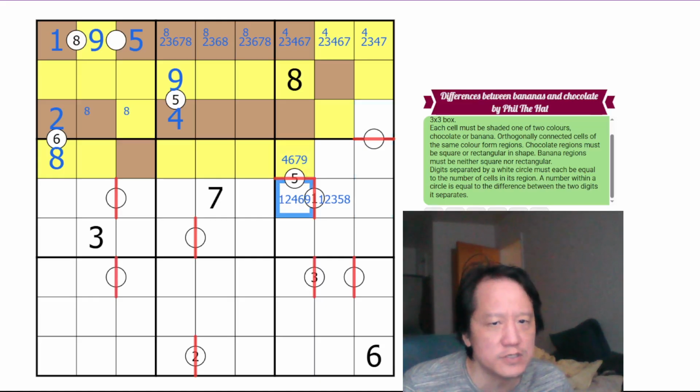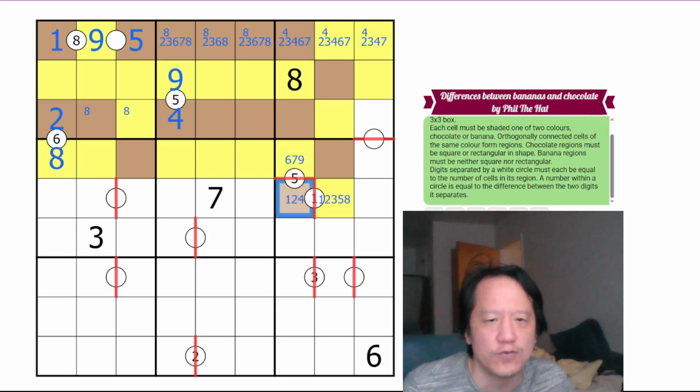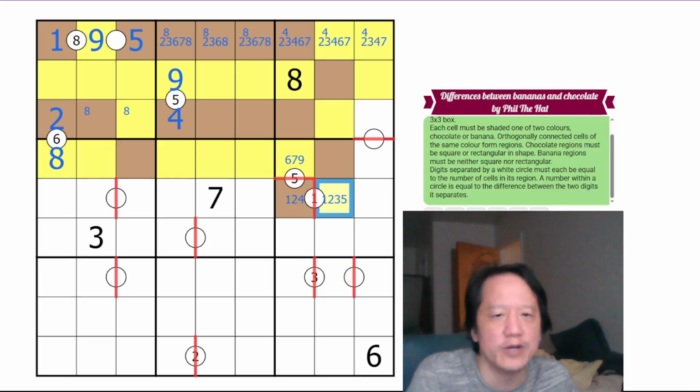Okay, so this is yellow, which forces this to be chocolate. That's banana then. These have to be different. So this cannot be yellow here. It's brown. This cannot be size 4 because that would form a rectangle only. So this has to be 6, 7, or 9, which forces this to be 1, 2, or 4. That's a difference of 1 from no 8. 1, 2, 3, 4, 5.